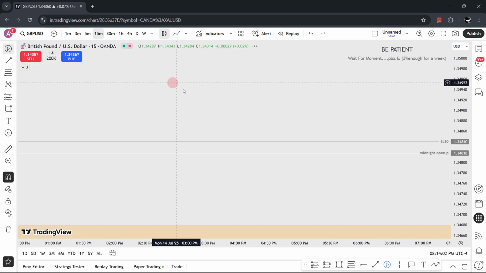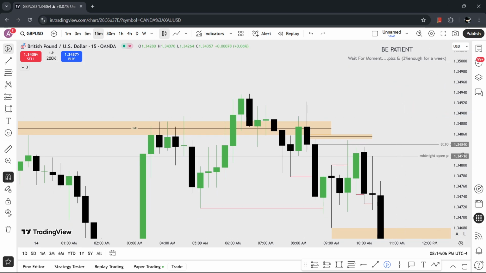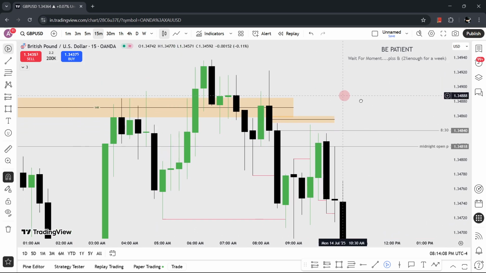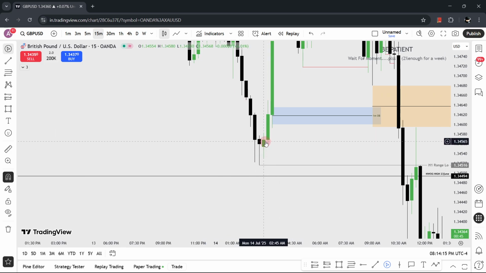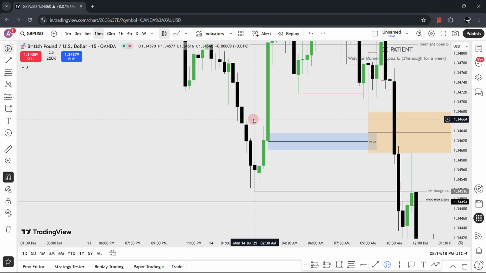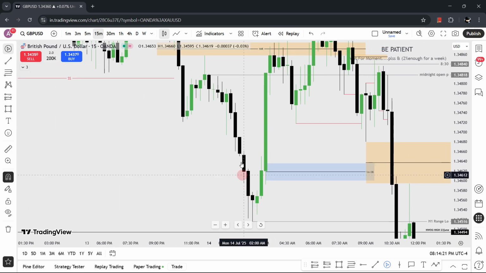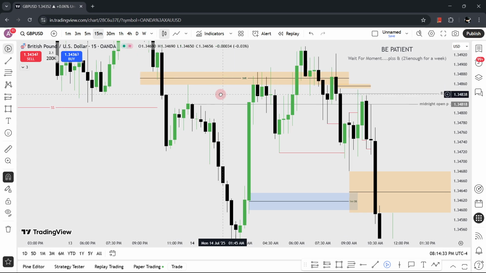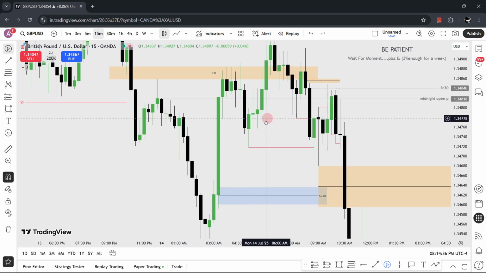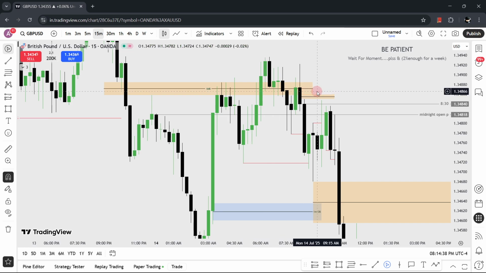Coming to the 15-minute chart, there was our midnight London session. You will clearly see the up move. Okay, so if you were trading London, you could try for a bullish target to this 1 hour fair value gap. Okay. And after coming to this hourly fair value gap, a good structure shift to the downside.